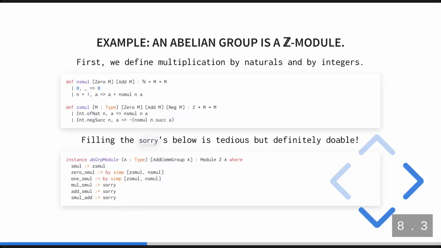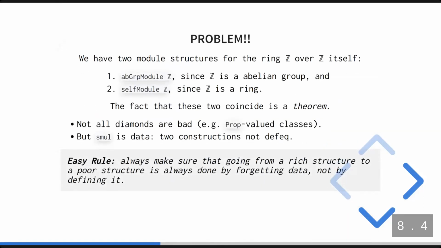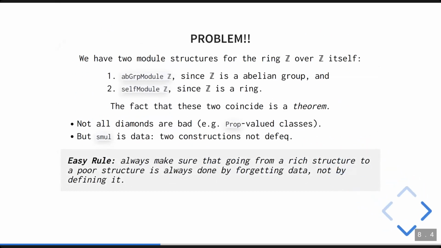But that's another example. And the reason I'm showing this is because this leads to a problem. The problem is that if you now take Z, which is a ring, you get 2 module structures for it over itself. First, Z is an abelian group, and if you have an abelian group, then you get a Z module. But also, since Z is a ring, it's a module over itself, and so it's also a Z module.